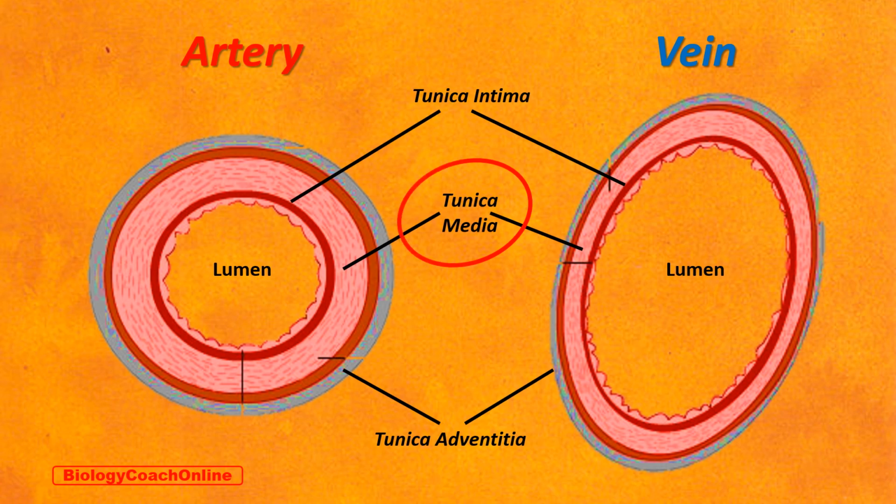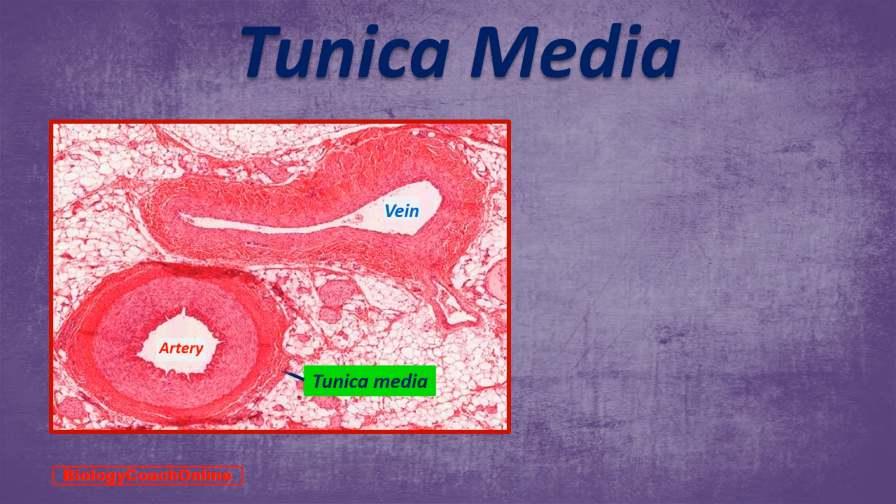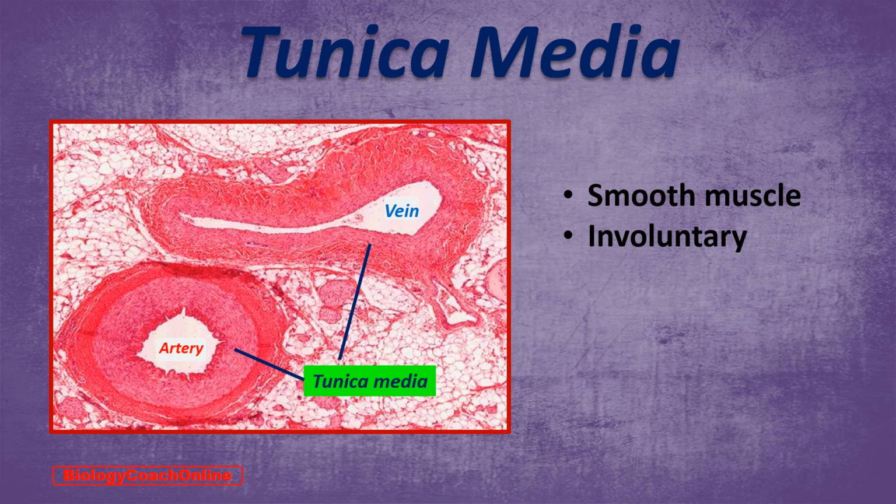The tunica media is composed of smooth muscle. Now remember that smooth muscle is one of the three muscle types, cardiac muscle and skeletal muscle being the other two. The tunica media is obviously involuntary. That is, you don't have to think about your blood flowing through your body. It just flows. The tunica media of the average vein is comparatively thinner than that of the comparable-sized artery. And the question is here, why?